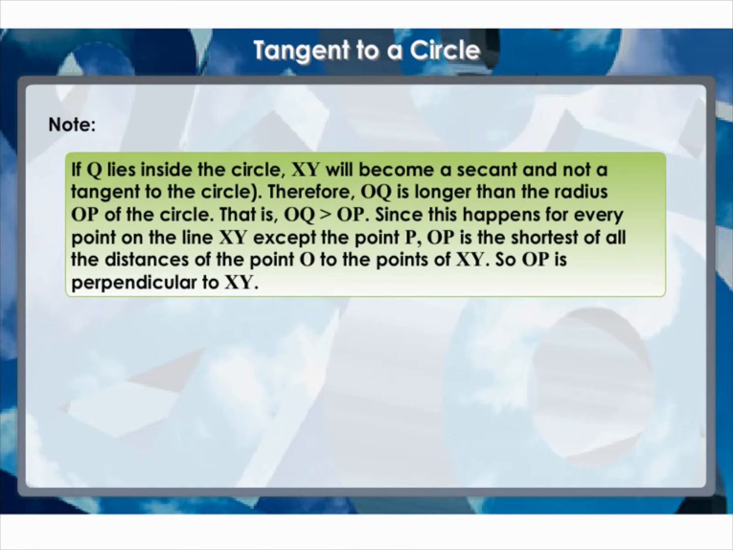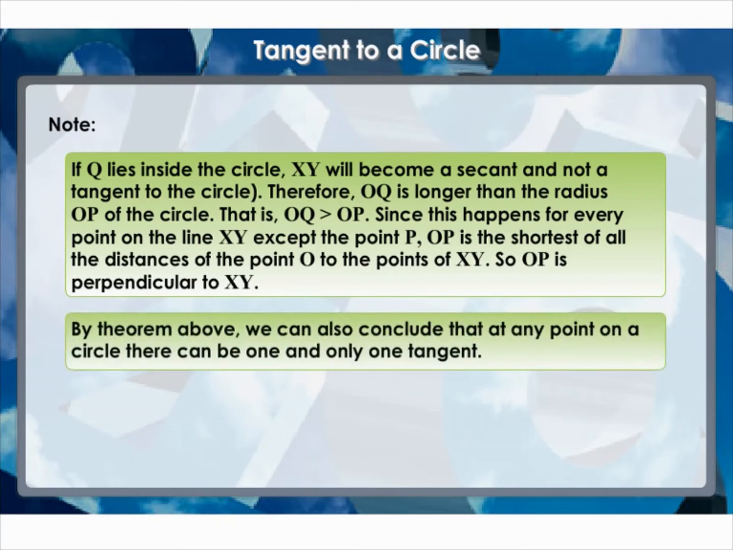Therefore, OQ is longer than the radius OP of the circle. That is, OQ is greater than OP. Since this happens for every point on the line XY, except the point P, OP is the shortest of all the distances of the point O to the points of XY. So, OP is perpendicular to XY.